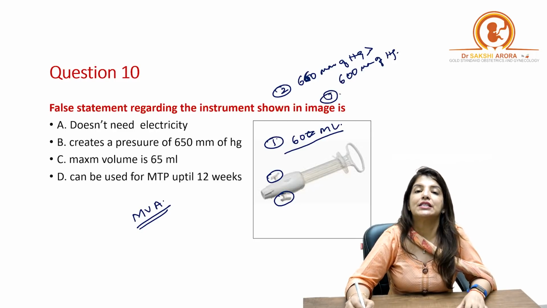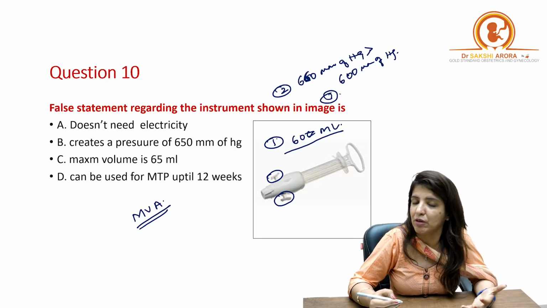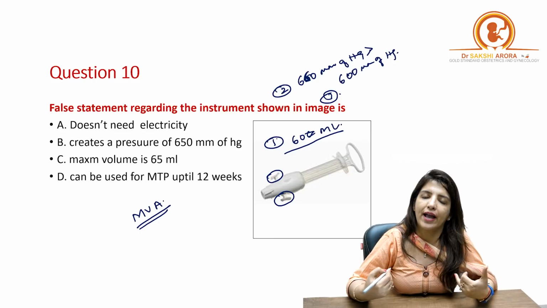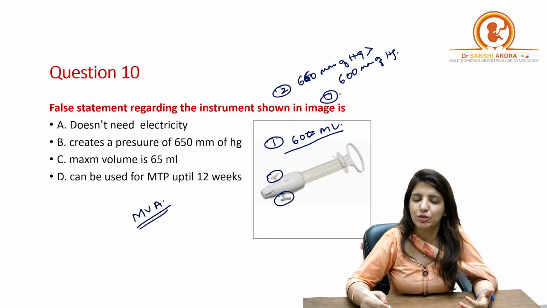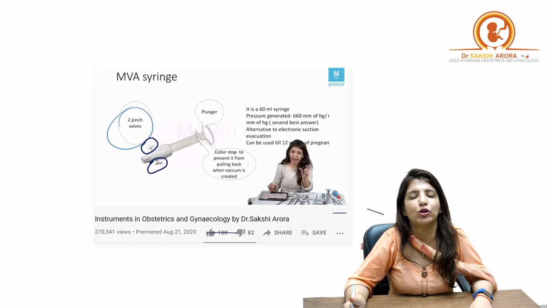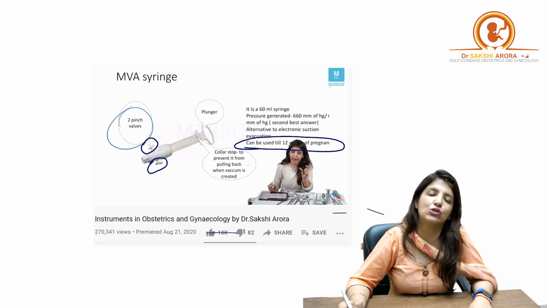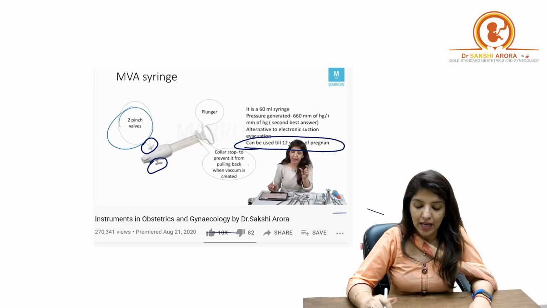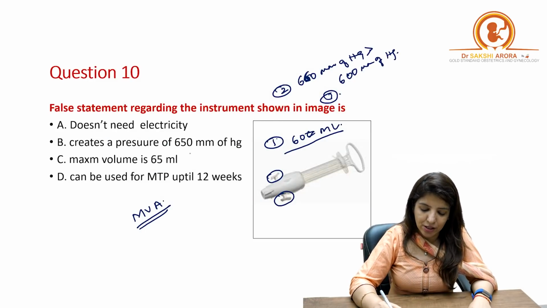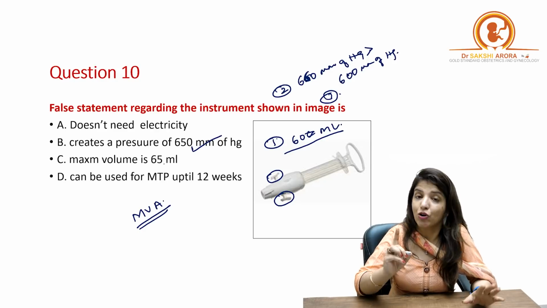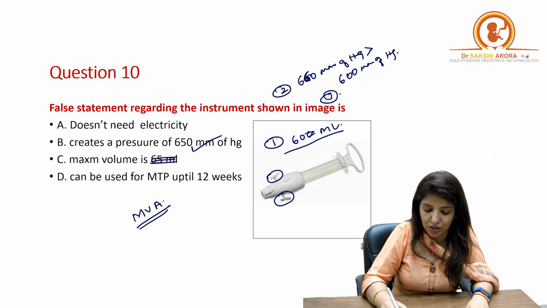And number three, till when? What is the time limit till which you can do MTP with the help of manual vacuum aspiration syringe? MTP can be done up till 12 weeks of pregnancy, right? Over here, it creates a pressure of 650 millimeters of mercury. Yes, maximum volume is 65 ml. Sorry, in your options, it was written as maximum volume is 30 ml.